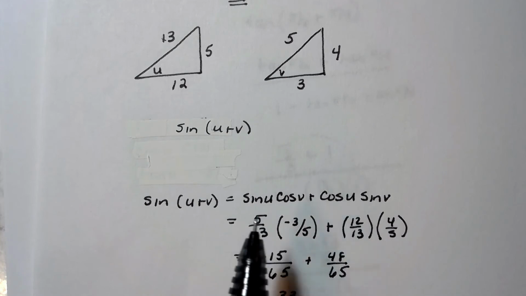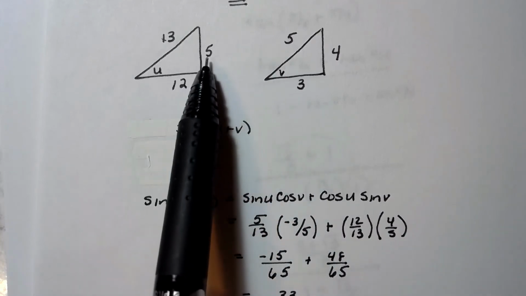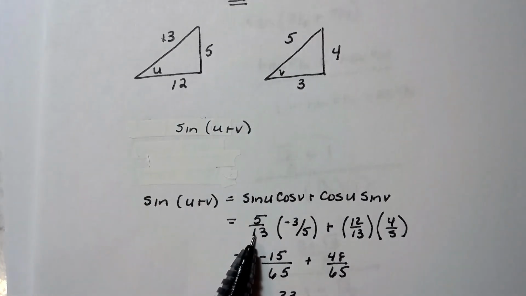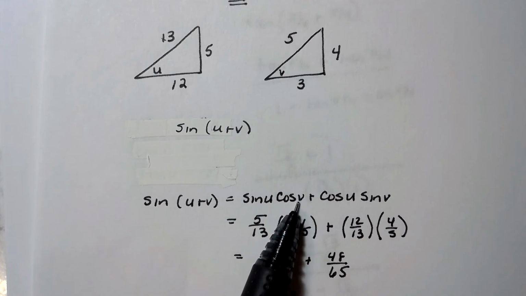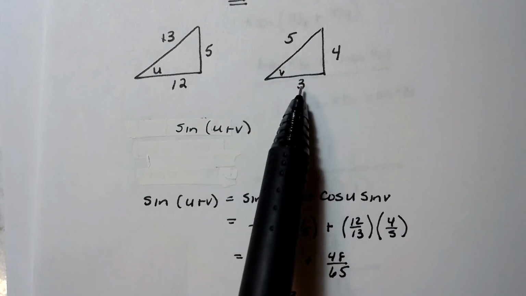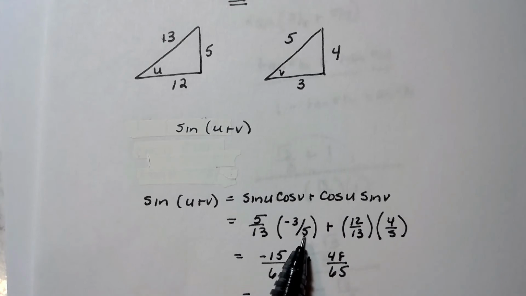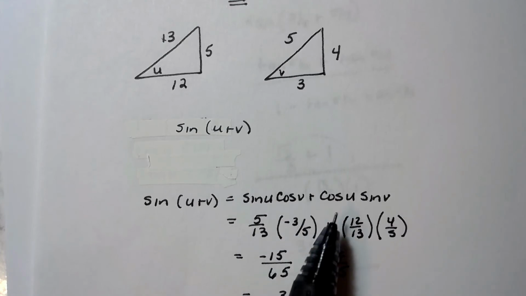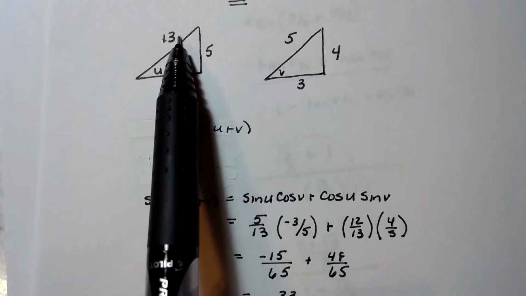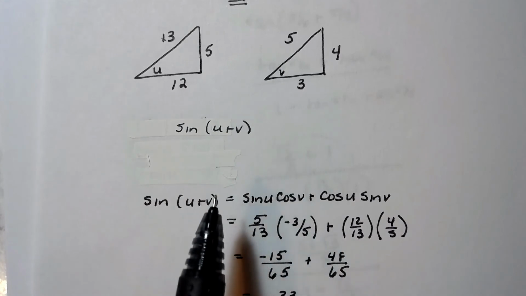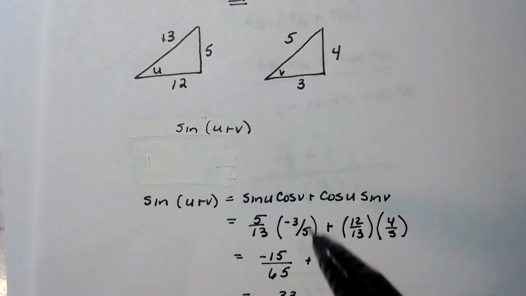So, anyway, this is our formula, and now I'm going to use my triangles to plug in. I have the sine of u. Well, the sine of angle u is opposite over hypotenuse. It's positive in quadrant 2, so I plugged in a 5/13, times the cosine of v. The cosine of v was already given as negative 3/5, so I just popped that in there. Brought down the sine. The cosine of u is 12/13, but remember, this is in quadrant 2.